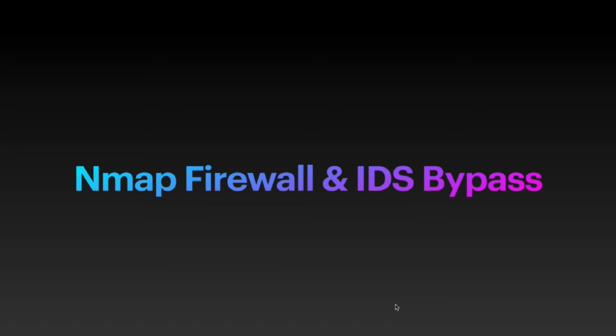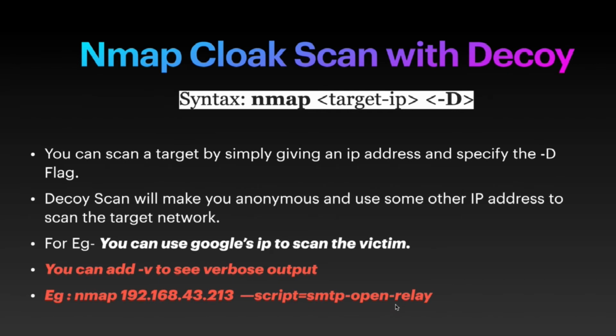But in this video, we are going to see how you can bypass both firewall and IDS on any web server. So the first scan that we are going to see is Nmap cloak scan with decoys. This is one of the amazing scans that I really like, wherein you can spoof your IP address and trick the victim into thinking the scan is coming from somewhere else.